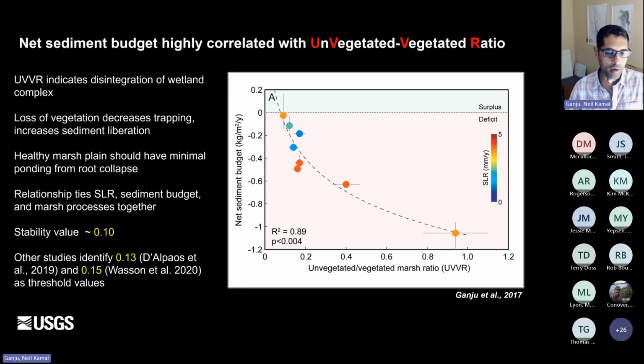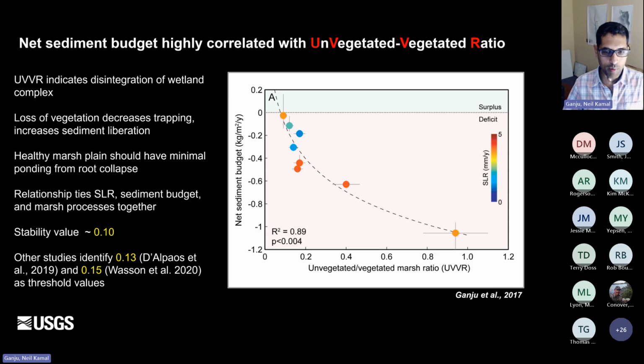None of them were importing enough sediment to keep up with sea level rise. The second thing you can see is that there's somewhat of a tipping point. It looks like around 0.1, where marshes might actually have a surplus if they're below a UVVR of 0.1. And conceptually, this all makes sense.